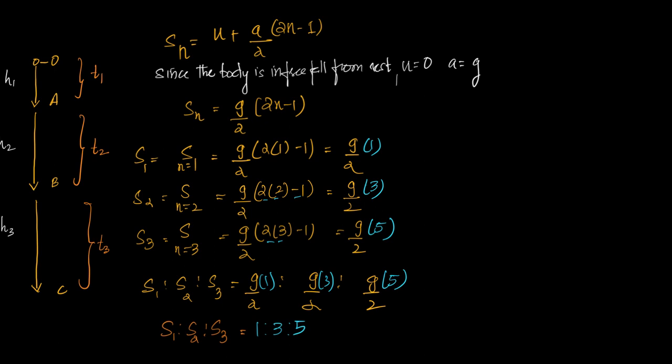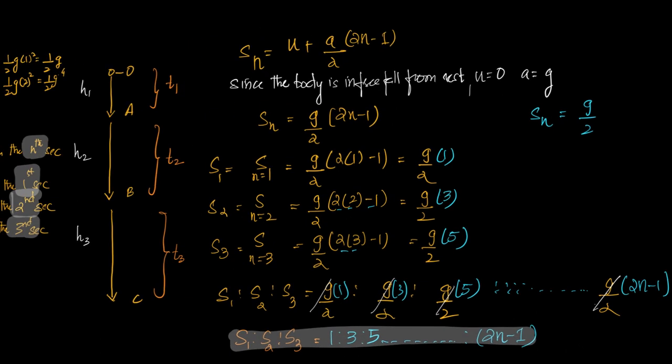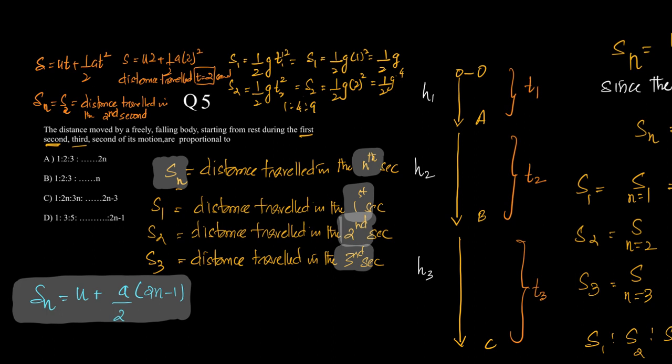Now, so this is S1. What is Sn? Sn is G by 2 into 2n minus 1, so this actually goes on up to G by 2 into 2n minus 1. When we cancel out G by 2 from the entire ratio, what is left in the last term is 2n minus 1, which makes the final answer 1 is to 3 is to 5, and so on up to 2n minus 1, thus making the correct answer option D.